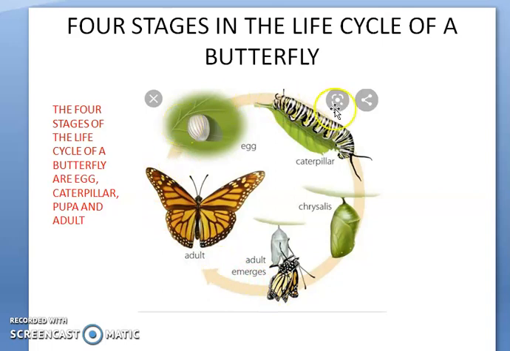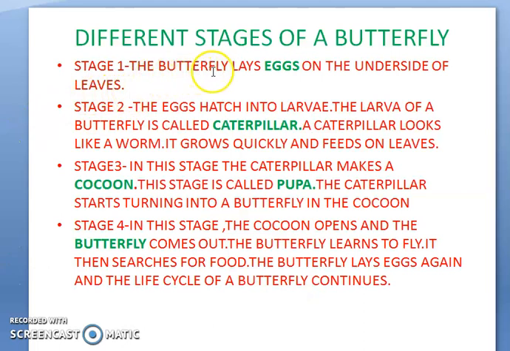So what happens over here? How does this change happen? We will learn. In the first stage, the butterfly lays eggs on the underside of the leaf. Not on the upper side but on the underside of the leaves, where they are very much protected. The eggs hatch into larvae. The larva of the butterfly is called the caterpillar. A caterpillar looks like a worm. It grows quickly and feeds on leaves. It goes on eating because it is a stage where it is very active.